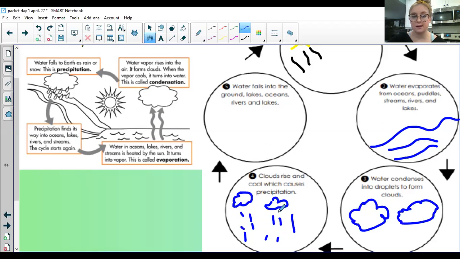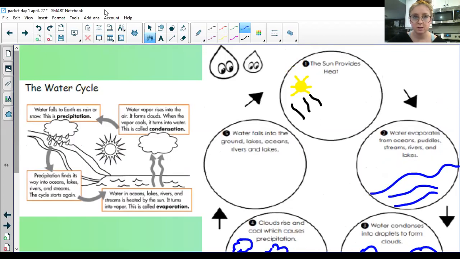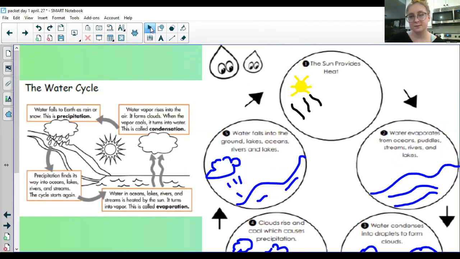Okay, and when I draw the raindrops, don't worry about it. Do whatever works for you. And the last one says water falls into the ground, lakes, oceans, rivers, and streams. So what you could do is just draw the clouds again with the raindrops falling, and they could fall into an ocean, stream, river, lake, whatever. You don't have to be an artist. I'm not an artist, so that's okay.